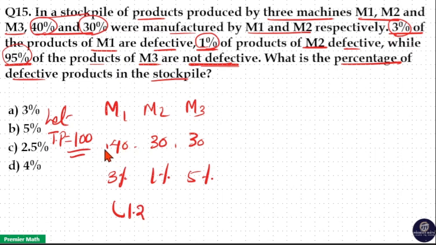Same way, 1% of 30 is 0.3. So this will become 0.3.